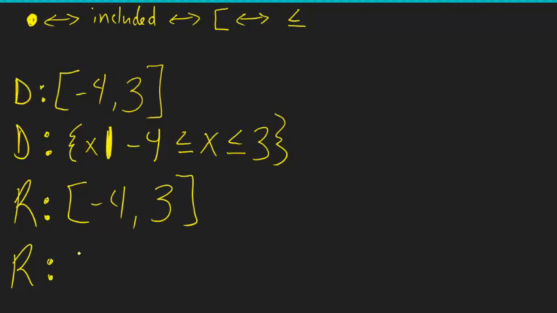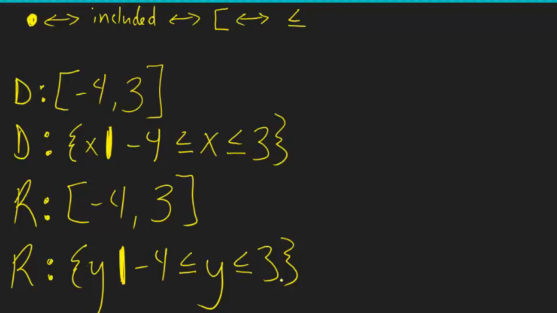So now let's do our set notation. Set notation, remember, just do a bracket. And since we're dealing with range, we're going to use y instead of x. So y such that our endpoint, since we have a bracket, we're going to use less than or equals to. Our variable is less than or equals to 3. And there is our range in set notation. Let's move on to our next example.